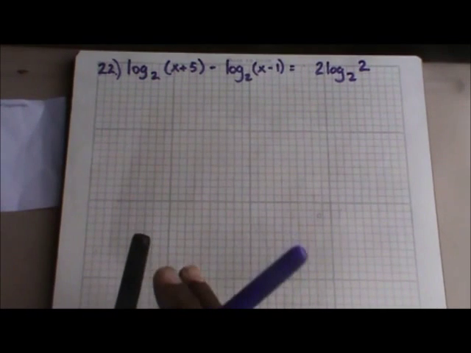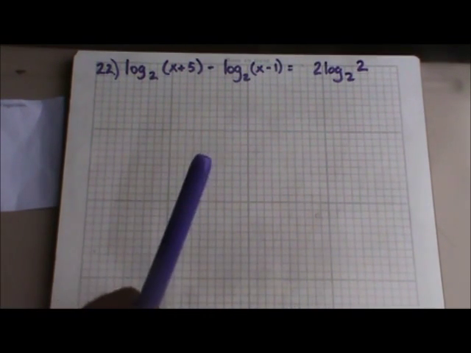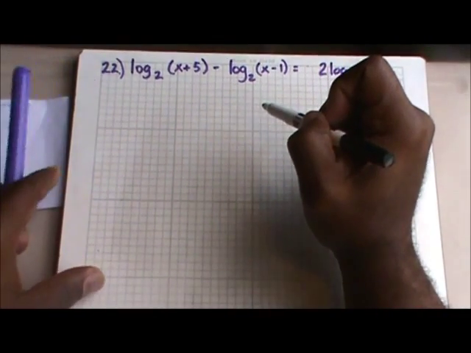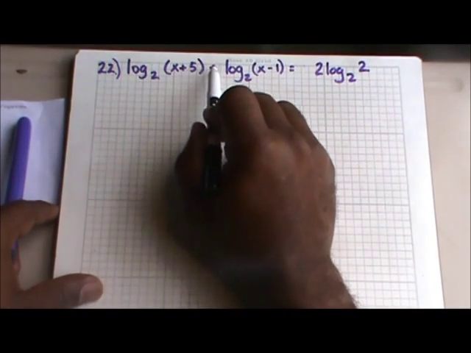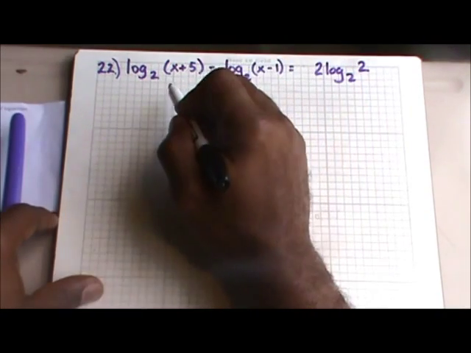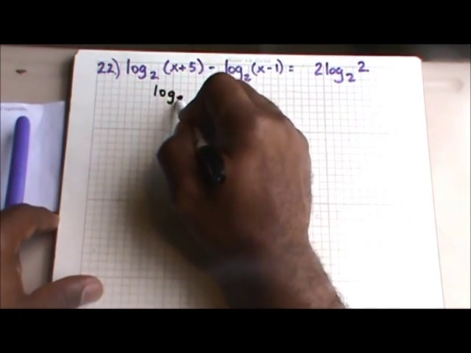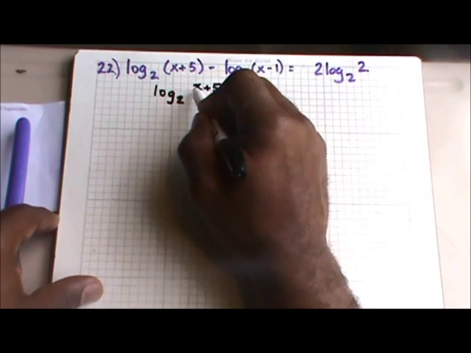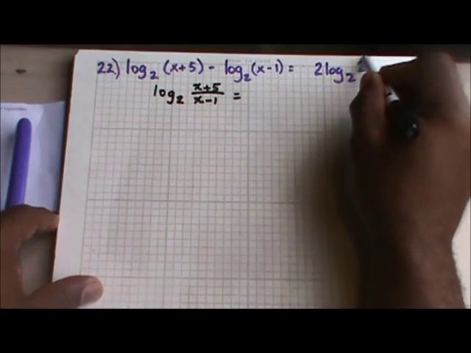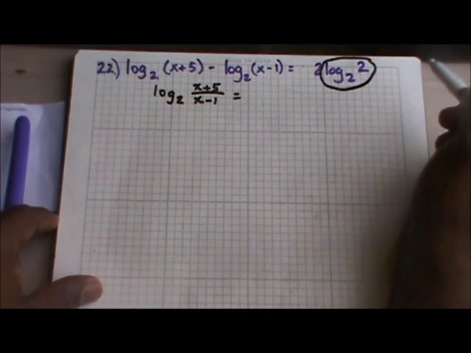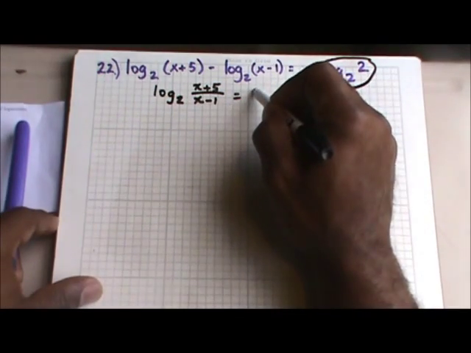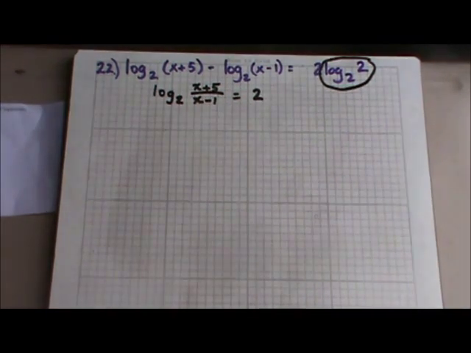All right, number 22. Once again, we start with the left side and we start by condensing. We're condensing using the quotient property. This time, since it's a minus sign, we're going to show this as a fraction or a division problem. So it becomes log base 2 of x plus 5 over x minus 1 equals, and while we're at it, log base 2 of 2 is equal to 1, so we have 2 times 1, so that ends up being 2. So we end up condensing quite a bit.